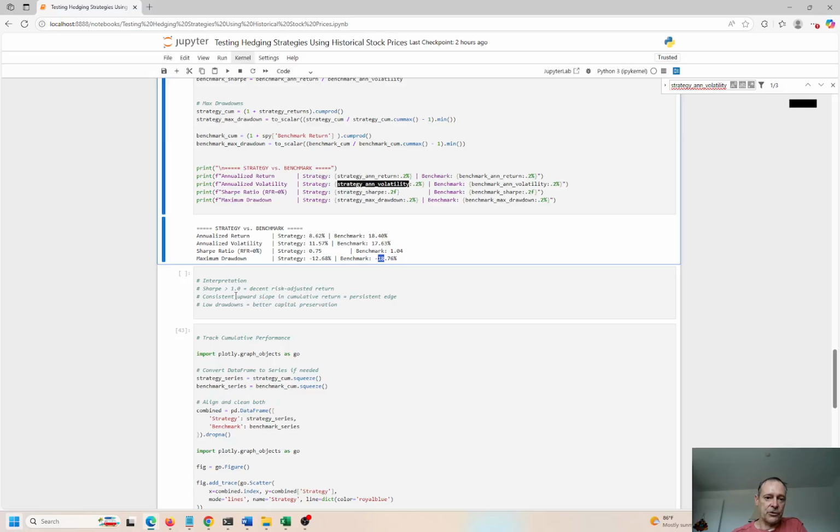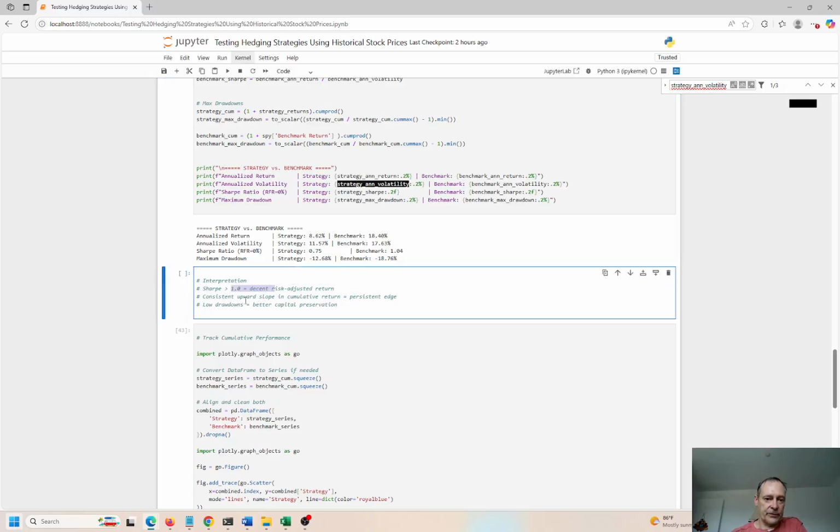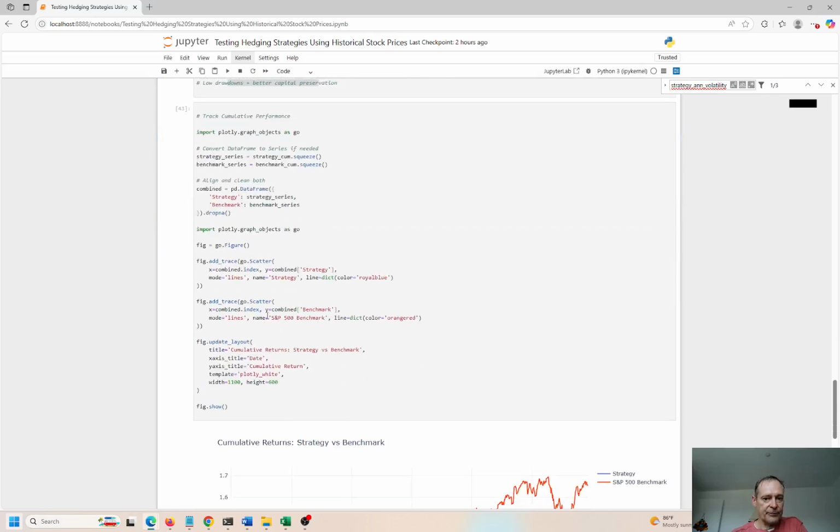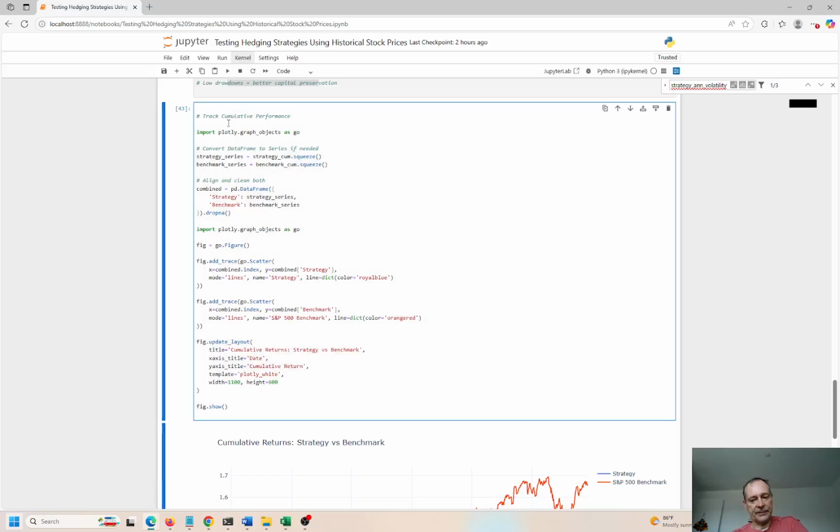So Sharpe greater than 1, decent risk-adjusted return. Consistent upward slope in cumulative returns is the persistent edge, right? And lower drawdowns, better capital preservation. So the lower the drawdown, the better off you're going to be. Let's look at a plot of the same thing over here.